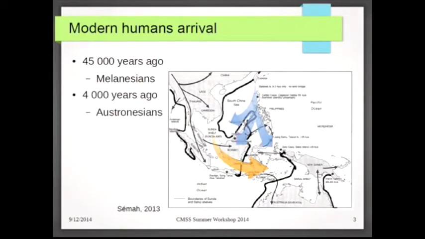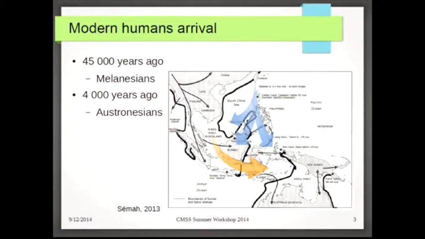The second step is that about 4,000 years ago, another big migration event began. It was the beginning of the Austronesian people coming into the islands of Southeast Asia. And the main hypothesis today is that they come from Taiwan. And this hypothesis came from genetic studies.